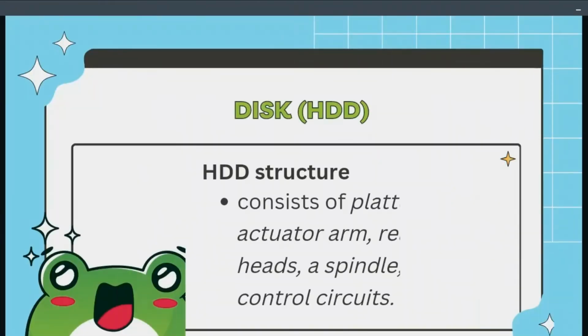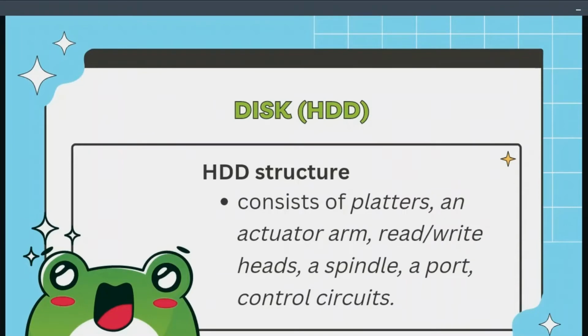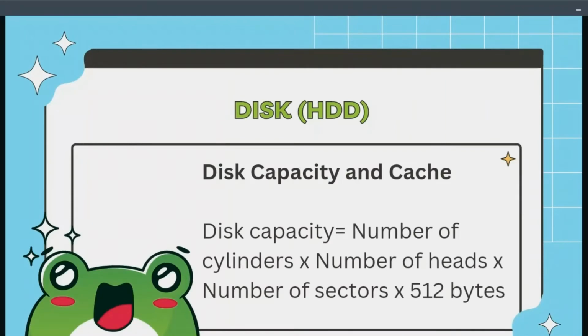Next one we have disk HDD. HDD structure consists of platters, an actuator arm, read-write heads, a spindle, a port, and control circuits. Next, we have disk capacity and cache. Disk capacity is equal to the number of cylinders times number of heads times the number of sectors, and it's 512 bytes.